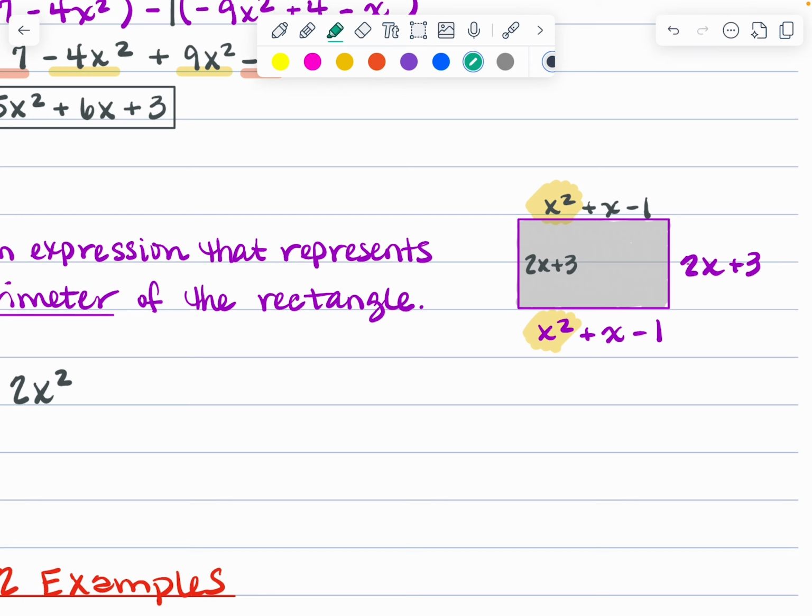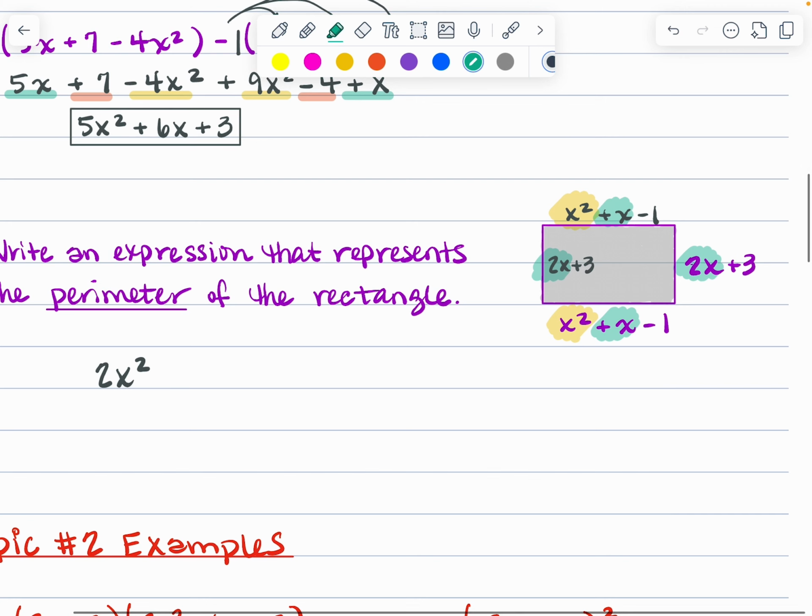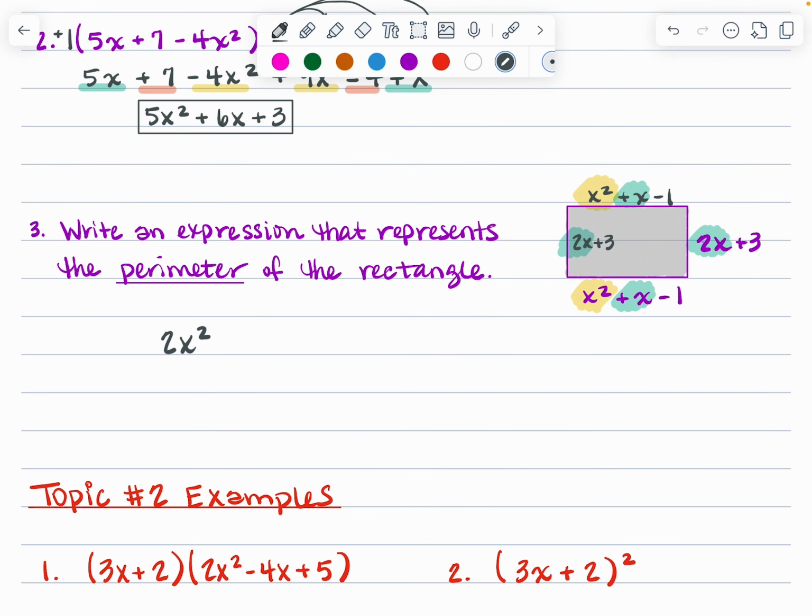Sorry, I'm trying to stay consistent with my colors here. So I've got a positive 1x, a positive 2x, another positive 2x, and another positive 1x. So if we combine all those x's, right, we get x plus 2x plus 2x plus x. So it looks like that's a total of 6 x's.